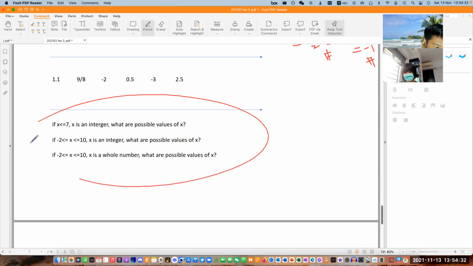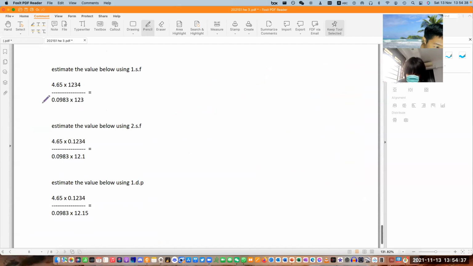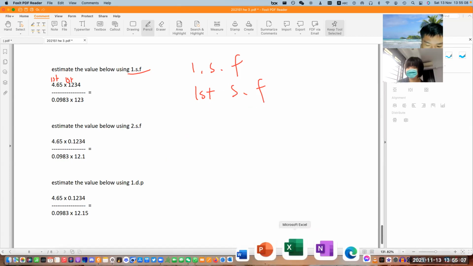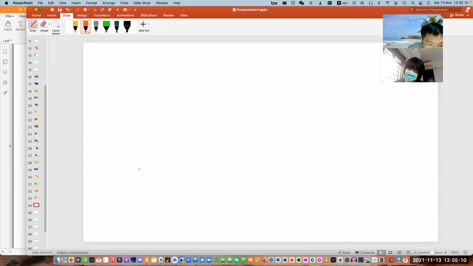By the way, you haven't done this. But never mind. Let's come to this. One significant figure. So this is your first significant figure. Then this is your... I don't understand what significant figure means. Okay, for one significant figure, you need to find out the first significant figure. What does significant figure mean? Oh, it's a technique to estimate.